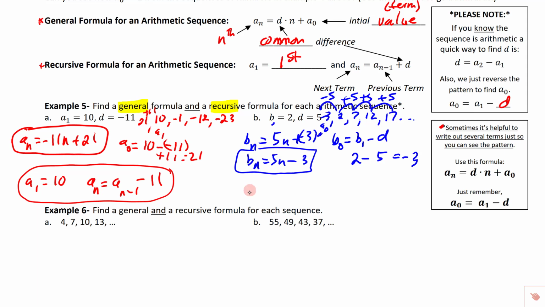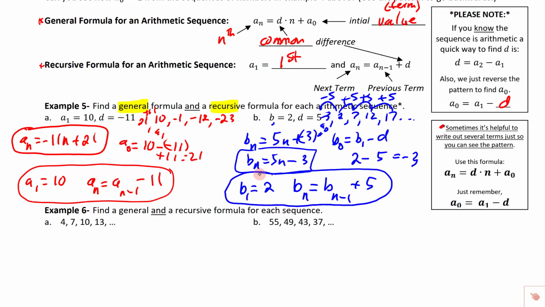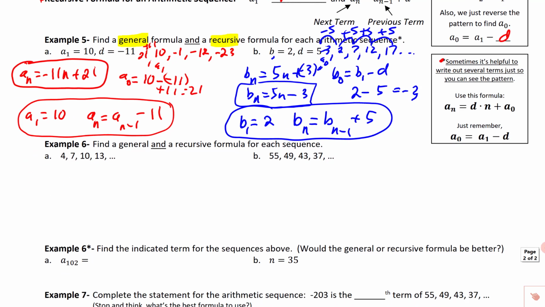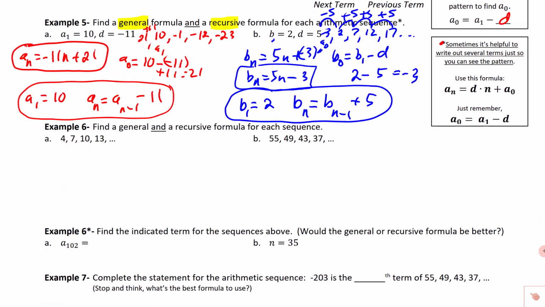Okay, let's write down the recursive definition here. So we have to give it a place to start. So the first one, again, is 2, and then we say, hey, if I need to get to the next one, I have to take the one right before it. So that's b sub n minus 1, and then I'm going to add whatever the common difference is. In this case, the common difference is 5, so I circle that, and we're all set.